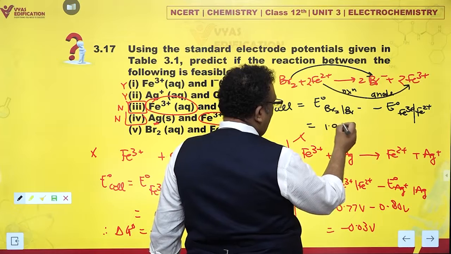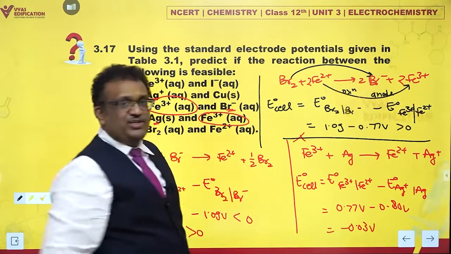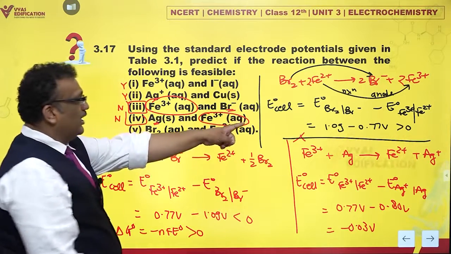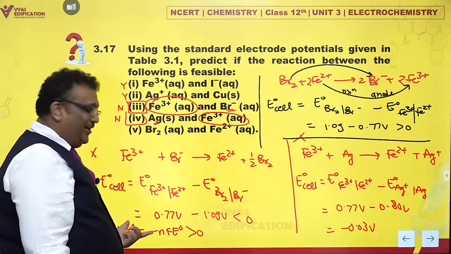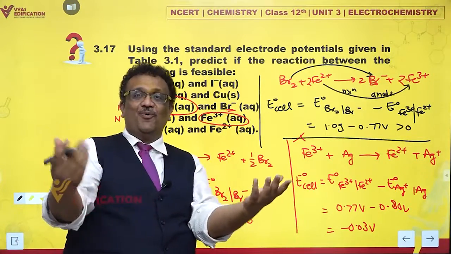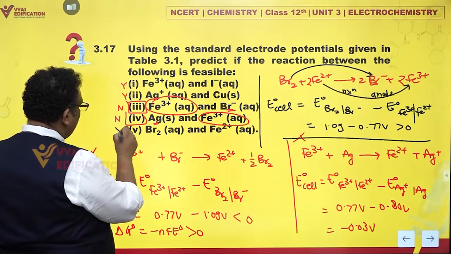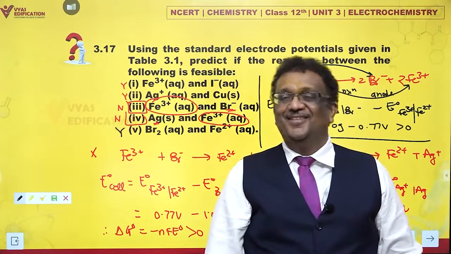Minus E0 of ferric to ferrous. This is 1.09 minus 0.77 volts, which is positive, yes. So is this reaction feasible? Yes. And actually, if you care to see, the fifth is just the reverse of the third. If the third is non-spontaneous, the fifth, because it is just the reverse, is bound to be spontaneous, and yes, it is. So the answers are yes, yes, no, no, yes. This is how we do this.